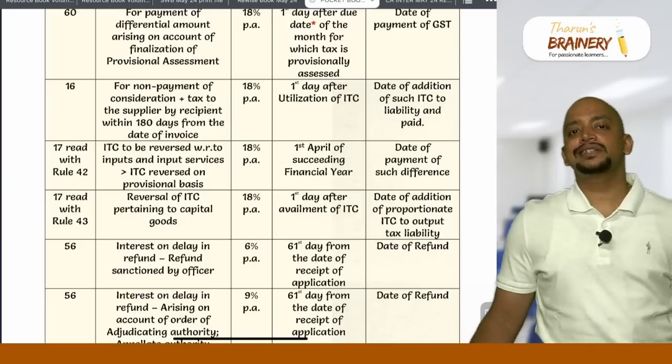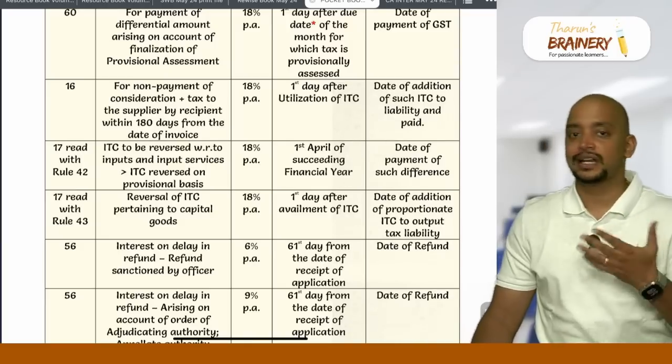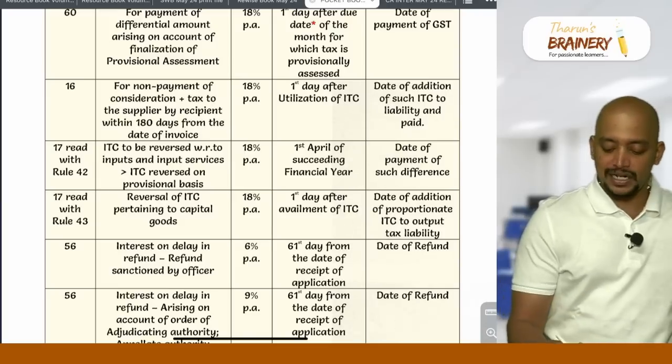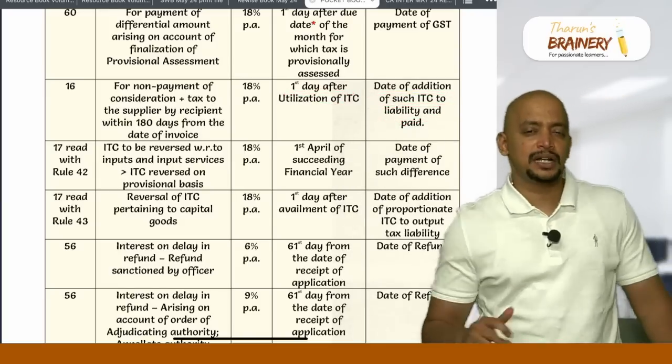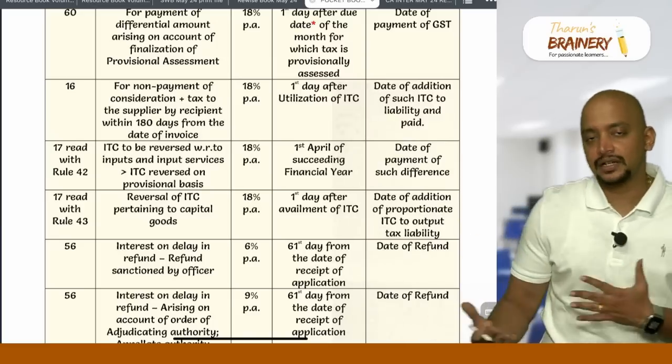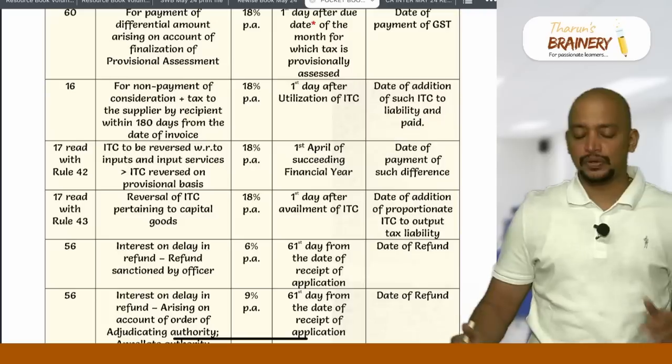So much of the ITC availed needs to be reversed along with interest at 18% from the first date after utilization of ITC till the date of addition of that ITC to the liability. If you don't have the balance in ITC, then you will make the payment.